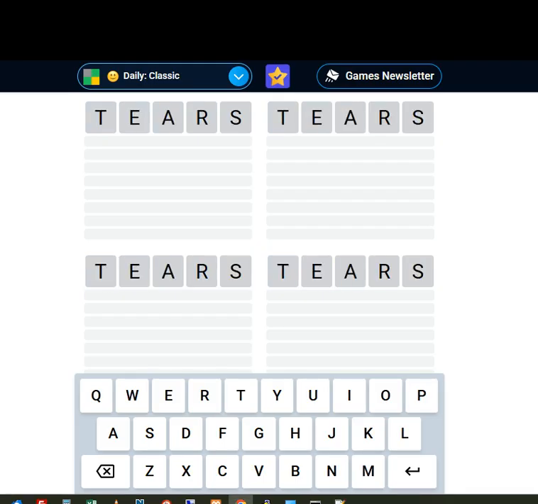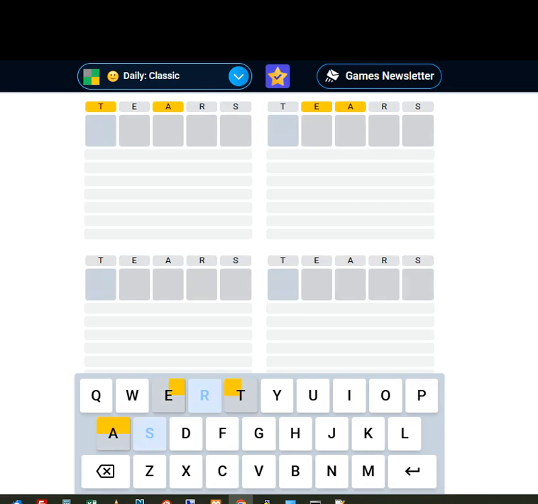And I'm going to start out by guessing the word tears. So I'm going to type in tears and hit enter, and it's going to color the letters either yellow, green, or gray. If a letter is colored yellow, it means the letter is contained in the word, but it's not in the correct spot. If the letter is gray, it means the letter is not in the word.